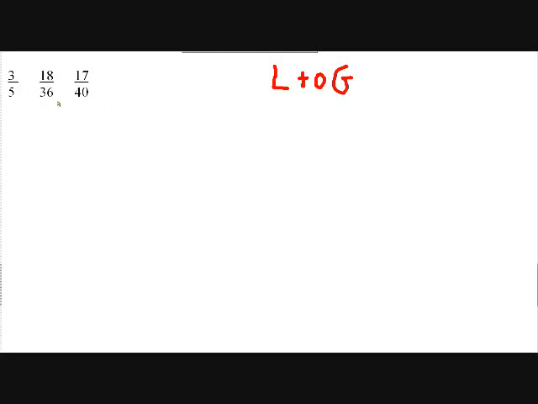One way we can do that is to simplify each one of these fractions. Well, 3/5 is already pretty much done. You can't do anything with 3/5, it's simplified already. 18/36, though, can be simplified. Now, one thing I notice about these two numbers, the numerator and denominator, is that they're both even numbers. That tells me they can both be cut in half.